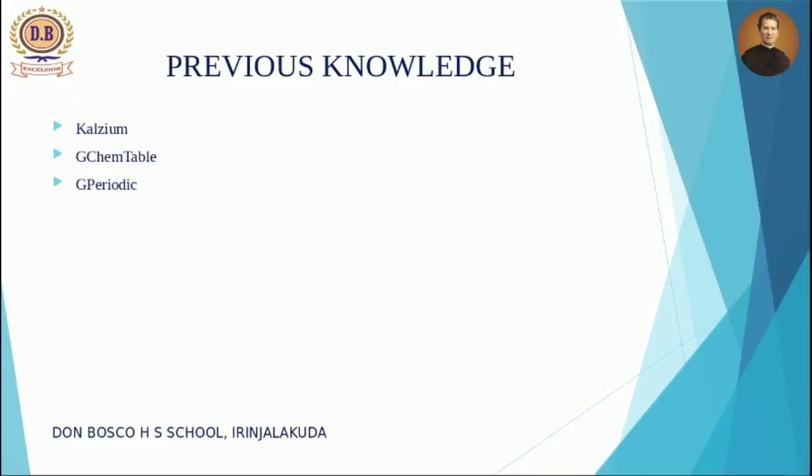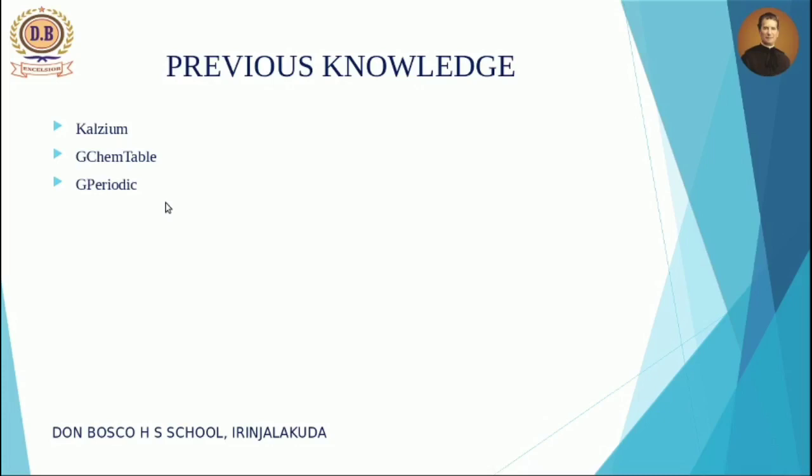So children, in our last class, we learned about the software known as Calcium, which helps us to learn about the periodic table, elements in the periodic table, and the features of those elements. We have also learned about two other softwares, that is GChemTable and GPeriodic, which help us to learn about the same, that is the periodic table, elements and their features.